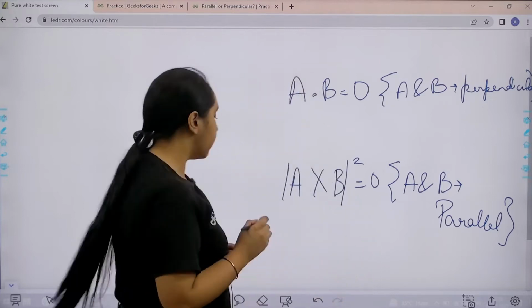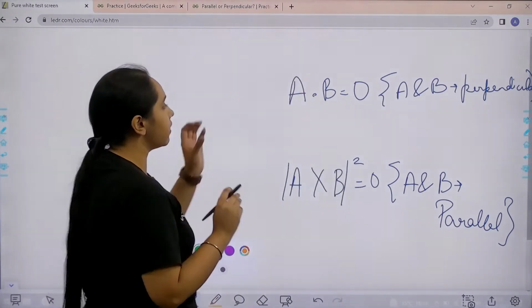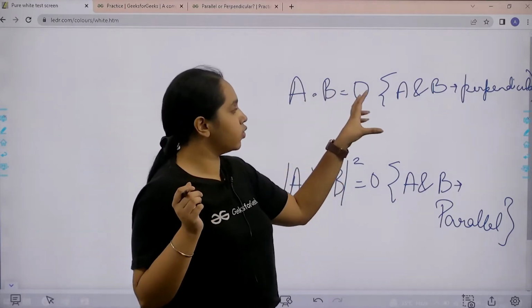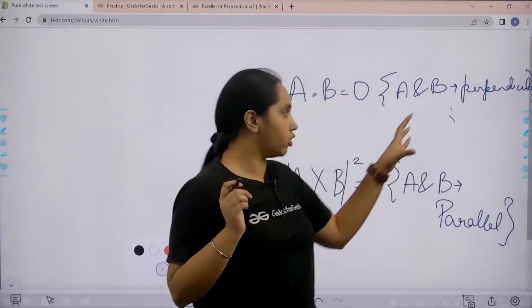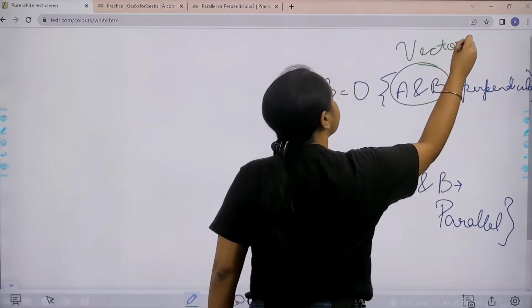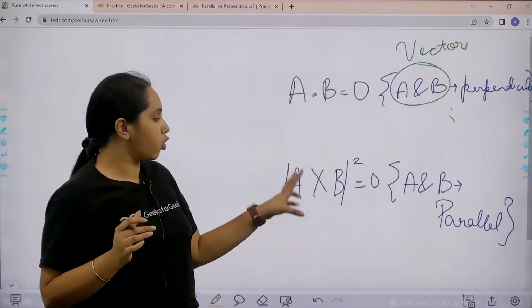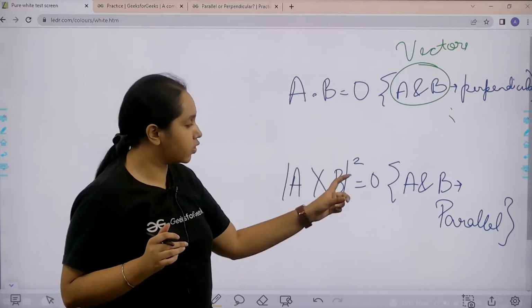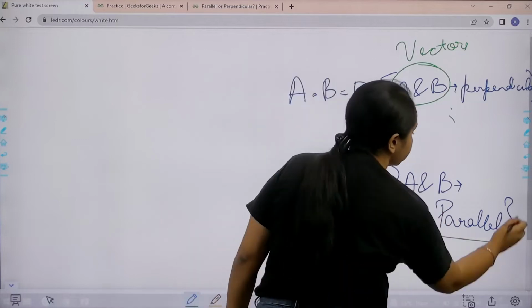So let's start. Basically the concept is, if the dot product of A and B is 0, then A and B are perpendicular. These are vectors, the two given vectors. Now if I find the cross product of A and B, and the square of this cross product is 0, then A and B are considered to be parallel.